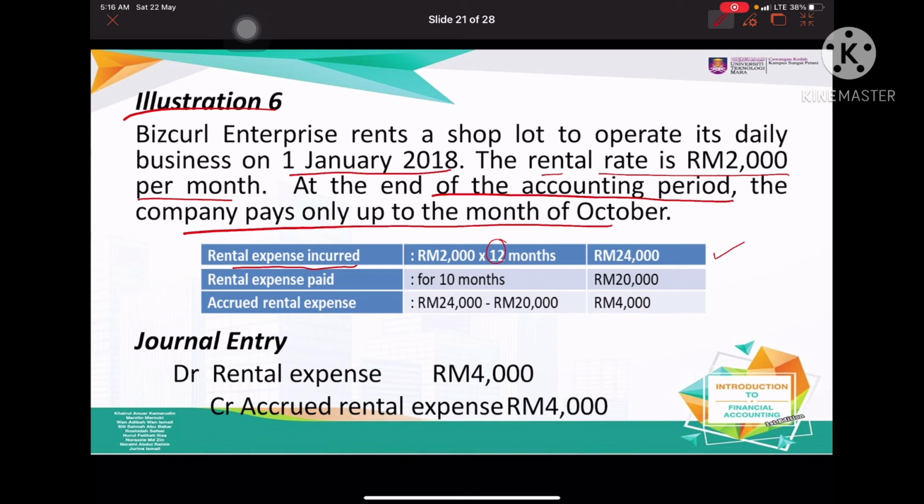So the rental expense incurred for 12 months, a complete year, is supposed to be 24,000. But the rental expense that we paid is only for 10 months until October, which is 2,000 times 10 equals 20,000. So it means the extra 4,000 we have not paid yet. The 24,000 minus 20,000 is the accrued rental expense. This company still has not paid the rental expense of 4,000. So our journal entry will be debit rental expense and credit accrued rental expense of 4,000.